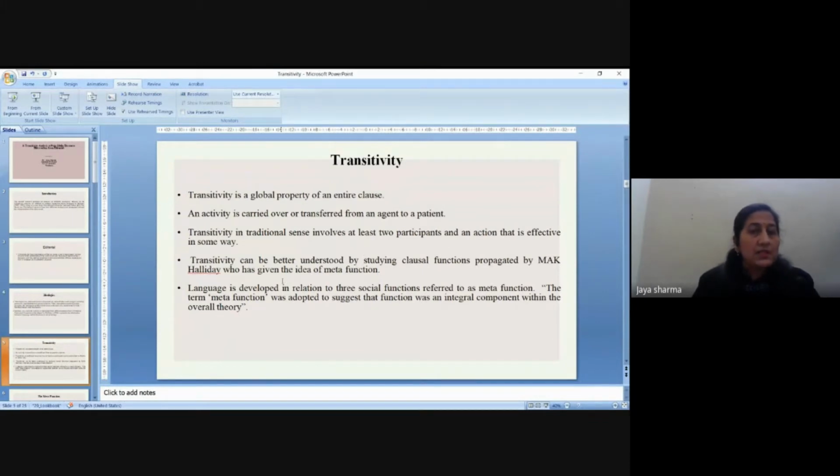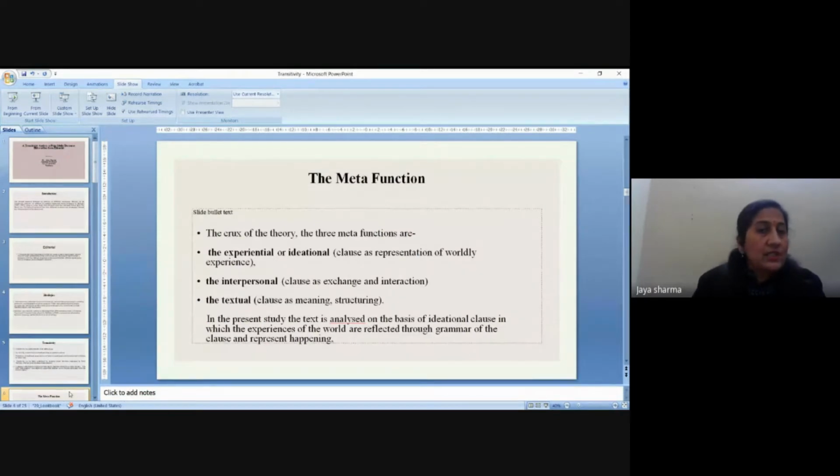Transitivity can be better understood by studying clausal functions propagated by M.A.K. Halliday, who has given the idea of metafunction. Language is developed in relation to 3 social functions referred to as metafunctions, and the term metafunction was adopted to suggest that function was an integral component within the overall theory. And then, what is metafunction? The crux of the theory that was given by M.A.K.